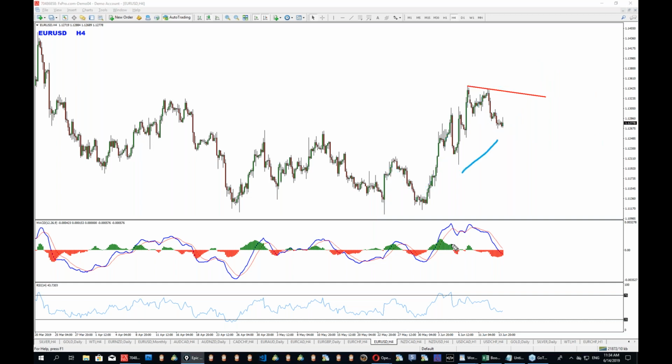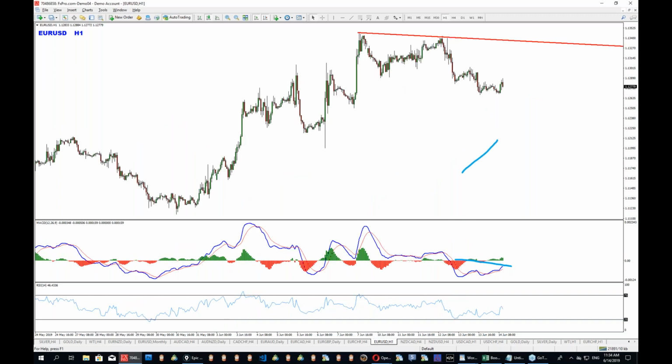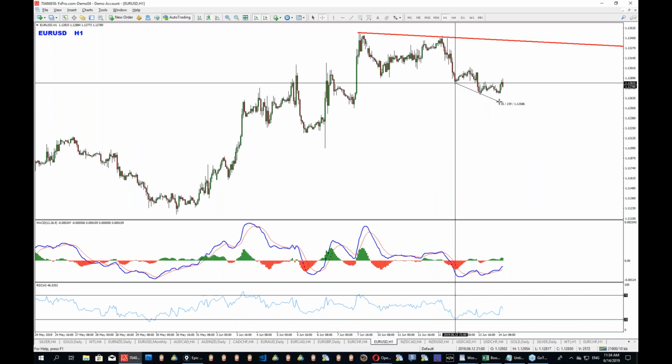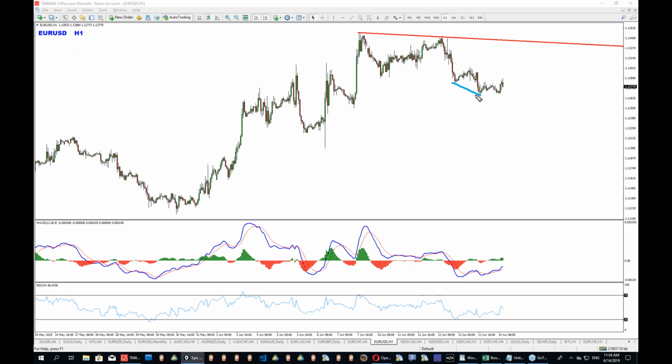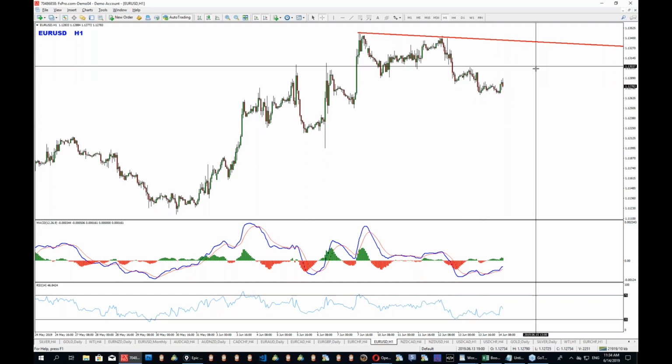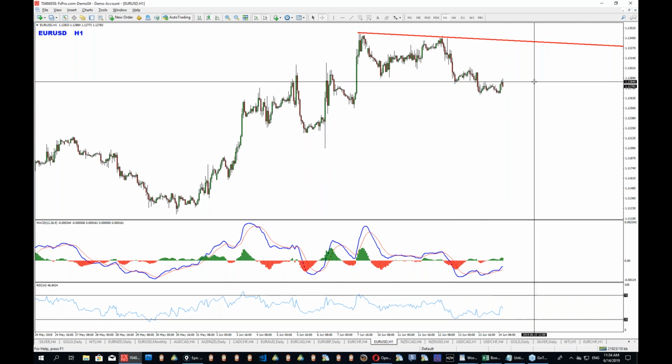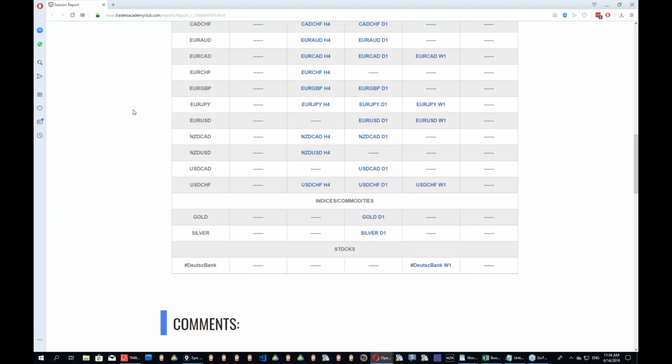What else can we say? Hidden divergence in place. So that's all, basically looking for buy ideas, right? H1 divergence formed. Now it would be very nice if it manages to give us another break below or a false break. But I believe you got the point. Looking for buys.